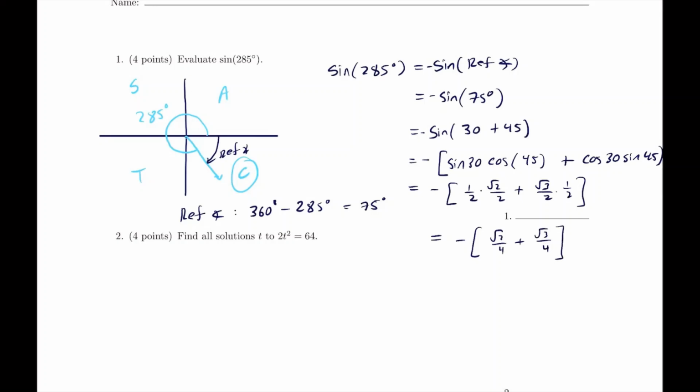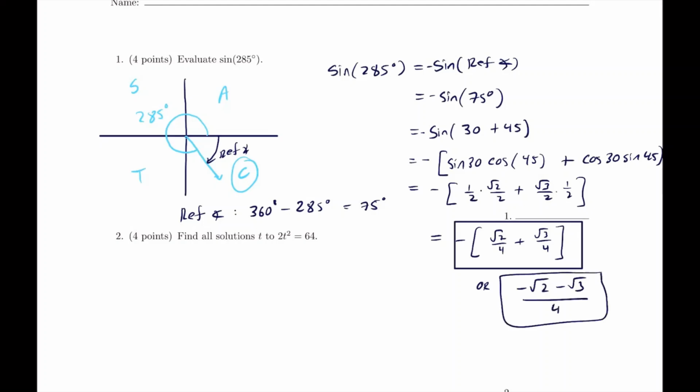So that will be our final answer for this problem. You can write it this way, or you can multiply out the negative. So you'll have negative square root of 2 minus square root of 3 all over 4. Since they both have the same denominators, we can join them into a single fraction. So that will be the answer to the first problem.